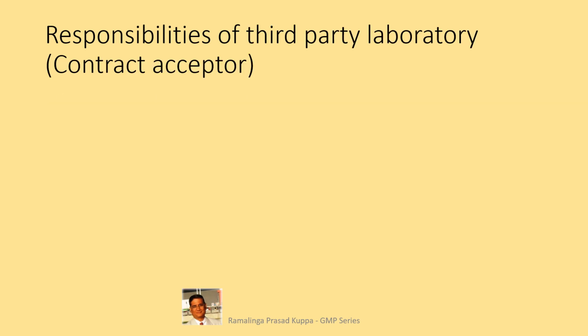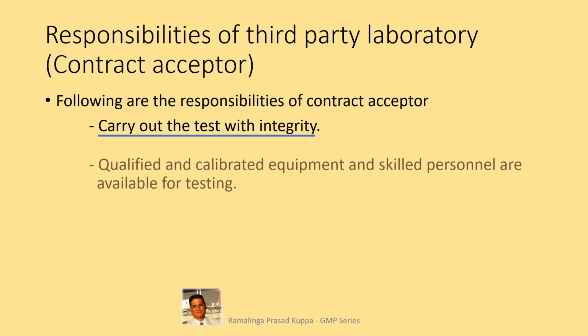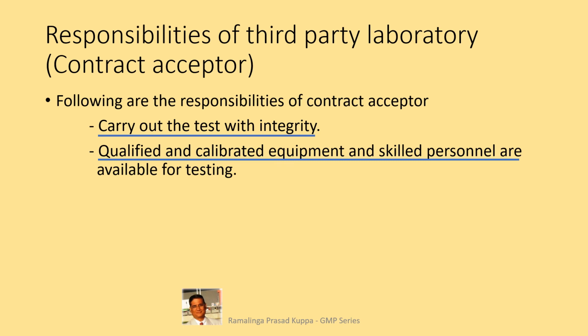Let us see the responsibilities of the third-party laboratory, the contract acceptor. Following are the responsibilities of the contract acceptor. Carry out the test with integrity. The responsibilities of the contract laboratory include analysis of the sample with integrity as per the prescription of the procedure. Qualified and calibrated equipment and skilled personnel are available for testing. Records should be available for establishing this fact.